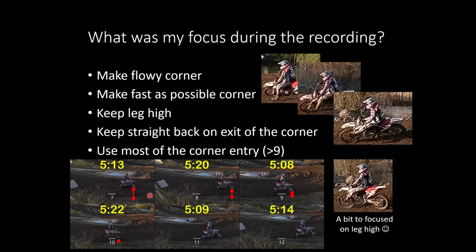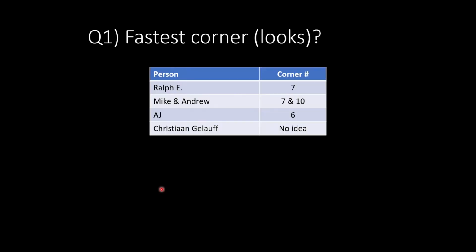While in the beginning, I was not focusing on that. Okay, then going a little bit over the questions. So I asked which is the fastest corner, and the persons in the app could only look to the videos in the sequence, and you see that Ralph, Mike, and Andrew, they picked at least 7, and Mike and Andrew also 10. They could not decide probably. AJ went for 6, and personally, to be honest, I had no idea.